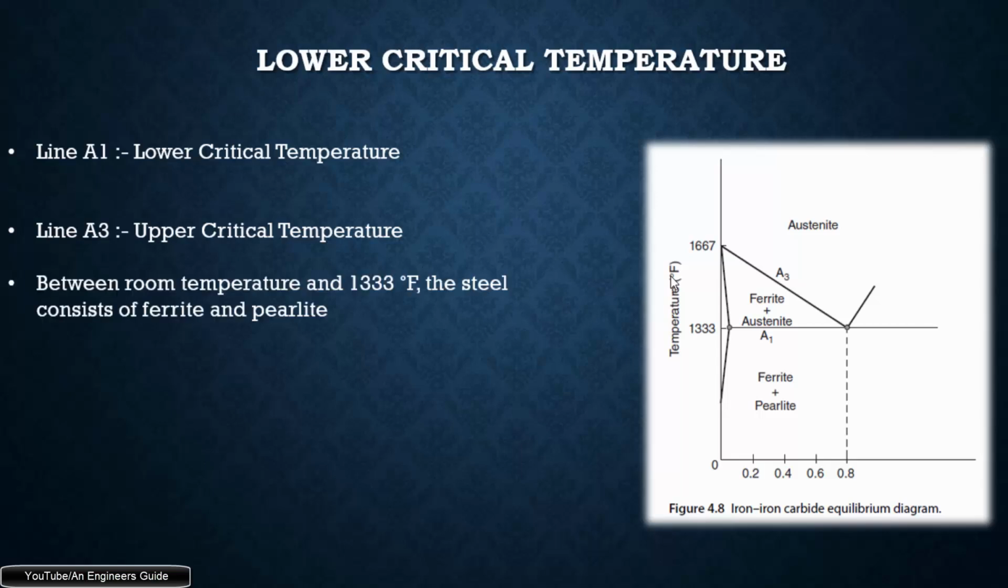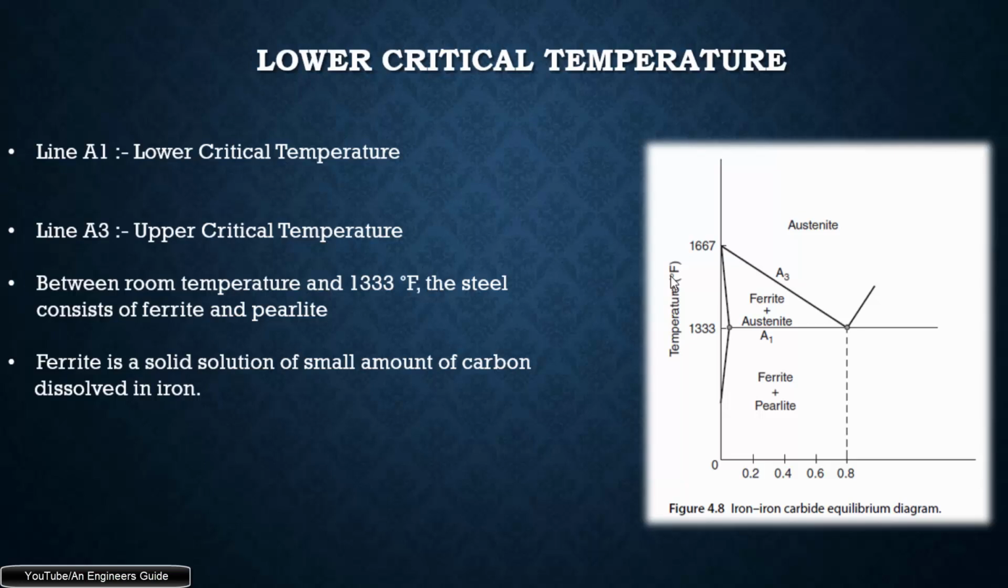Now from the figure you can see between the room temperature and 1333 degree Fahrenheit, the steel consists of ferrite and perlite. Now what is ferrite? Ferrite is nothing but the solid solution of a small amount of carbon, which is dissolved in iron. And what is perlite? Perlite is a mixture of ferrite and iron carbide. So I hope guys you are a bit clear about what is the lower critical temperature.